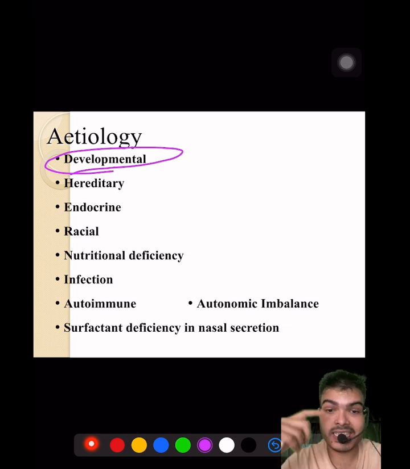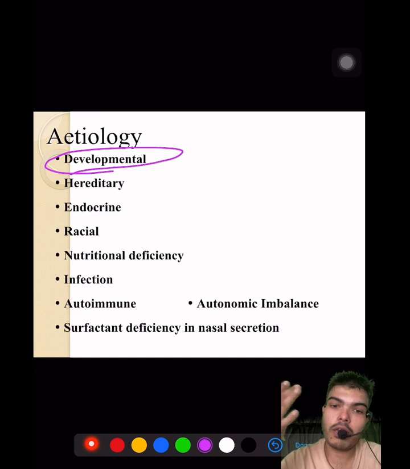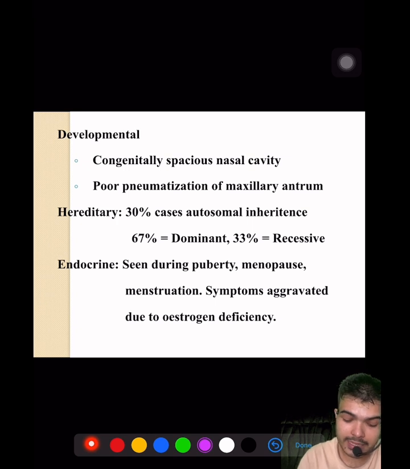Surfactant deficiency in the nasal mucosa. The nasal mucosa consists of mucus producing glands. There is atrophy. Now sometimes there might be a surfactant deficiency in the nasal secretion leading to atrophic rhinitis. Congenital spacious nasal cavity, as I already discussed in the developmental pattern. Hereditary: maximum is the dominant pattern, already said in the first slide.